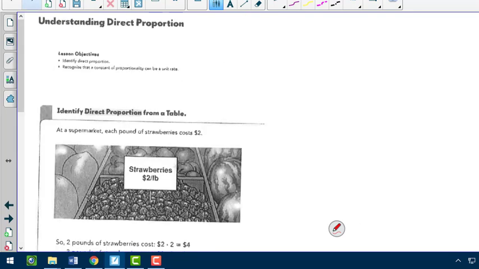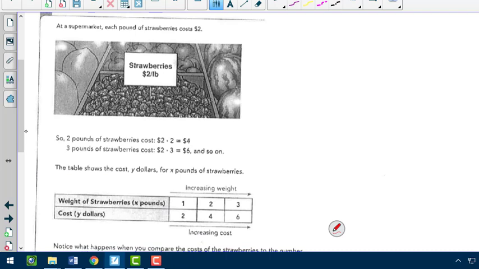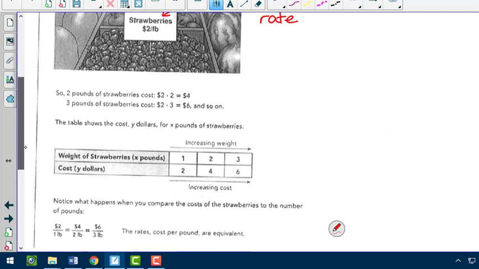Next page. Understanding direct proportion, and we're going to look at tables. At a supermarket, each pound of strawberries costs $2. Strawberries are $2 per pound. You see these signs. They're telling you the unit cost or the unit rate. What is the rate of the cost of the strawberries? It's $2 a pound. So 2 pounds would then cost $4. 3 pounds would cost $6.